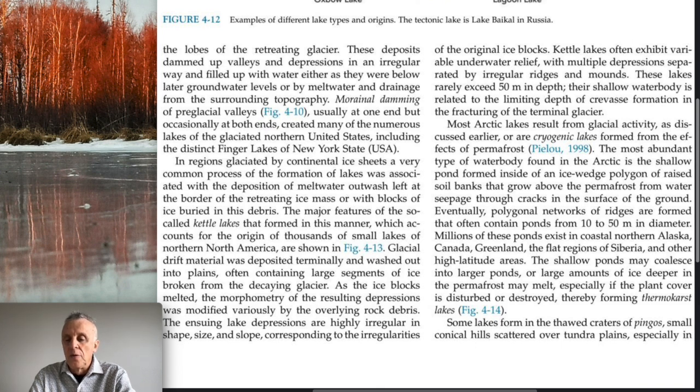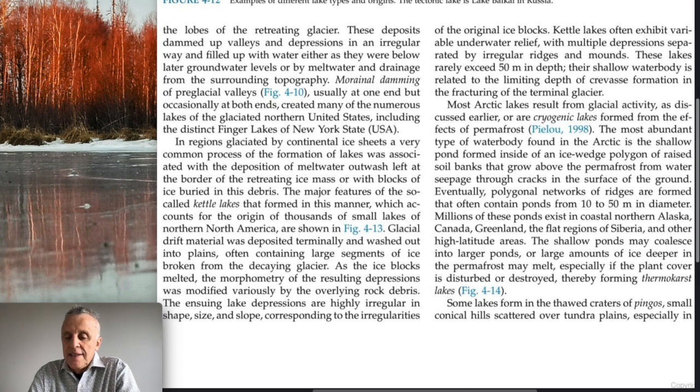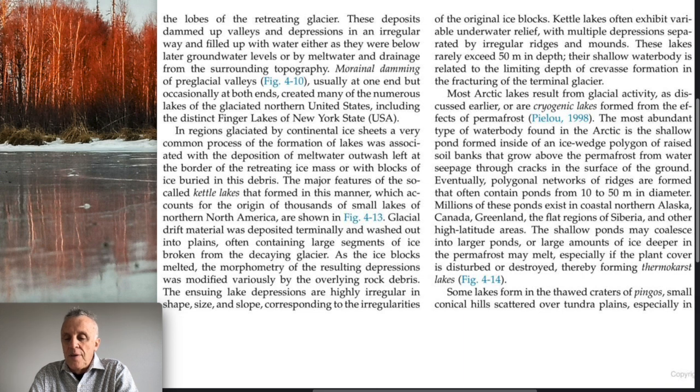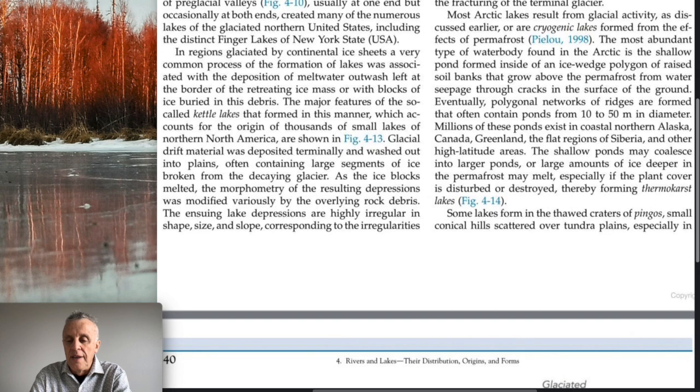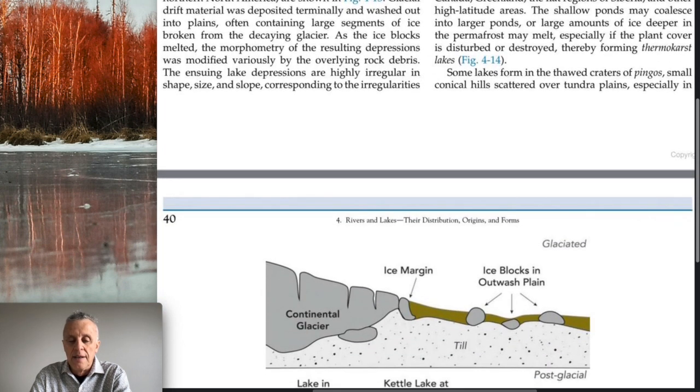Eventually, polygonal networks of ridges are formed that often contain ponds from 5 to 50 meters in diameter. Millions of these ponds exist in coastal northern Alaska, Canada, Greenland, the flat regions of Siberia, and other high-altitude areas. The shallow ponds may coalesce into larger ponds or reach larger amounts of ice deeper in the permafrost, especially if the plant cover is disturbed or destroyed, thereby forming thermal-karst lakes. Some lakes form in the thawed craters of pingos, small conical hills scattered over tundra plains.